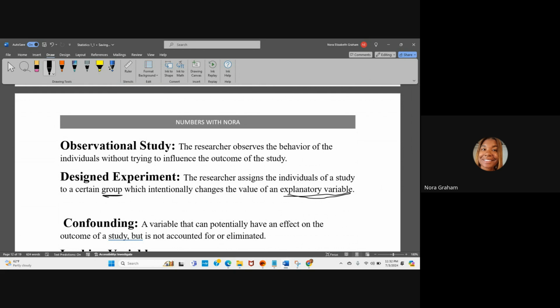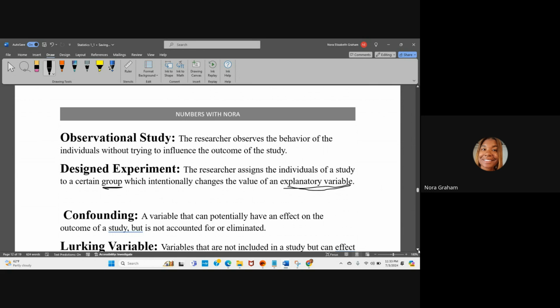So that's designed. Now, an observational study is more of when I wouldn't have different types of fertilizers. I just have the same plant and the same fertilizer, and I just want to see how it grows. So observational study basically means that I don't have different groups of fertilizer or explanatory variables. It's just one plain, flat-out study, right?